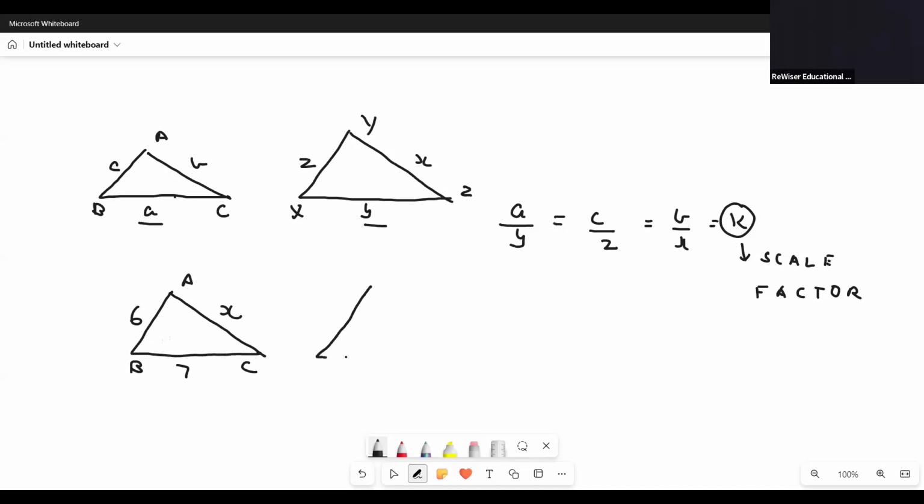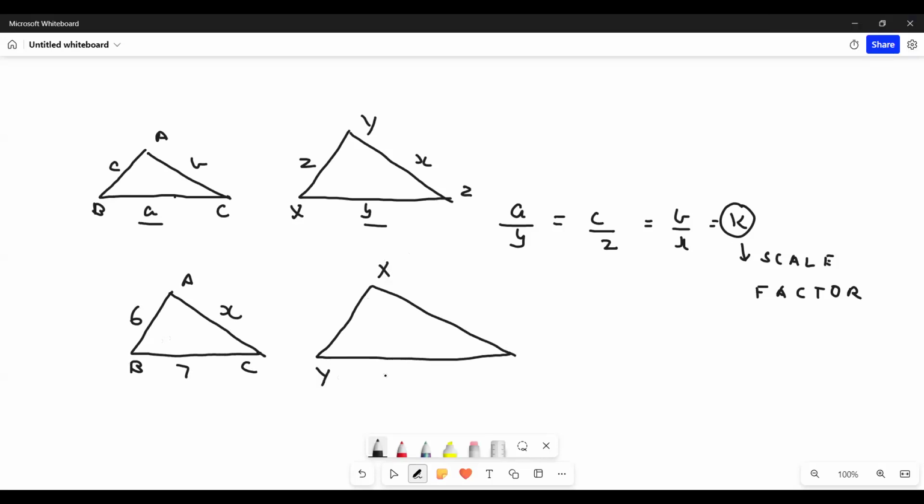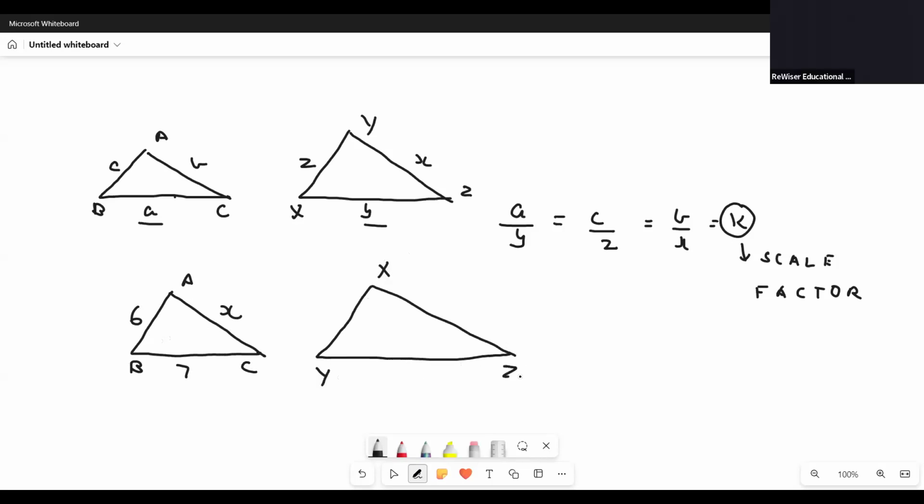Now, the other triangle. Hi, Levin, able to hear me? Yes, yes.